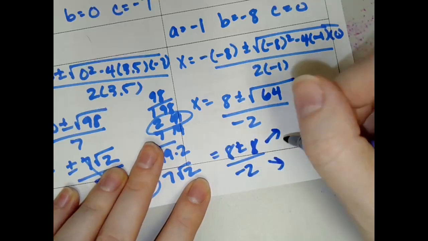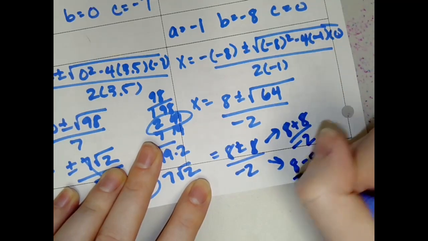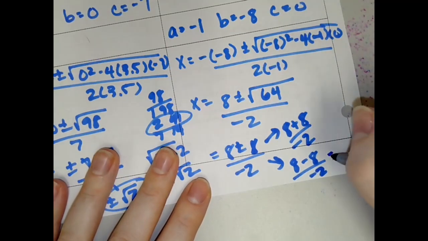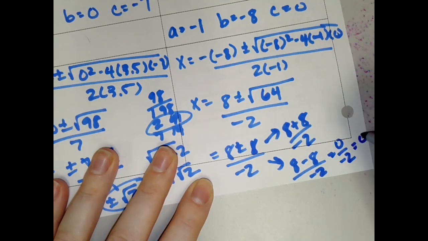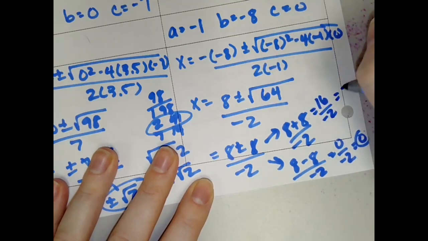Because they're all constants, remember you can branch it off. So 8 plus 8 over negative 2, 8 minus 8 over negative 2. This gives me 0 divided by negative 2, or 0. So that one's pretty easy. This gives me 16 over negative 2, which is negative 8.